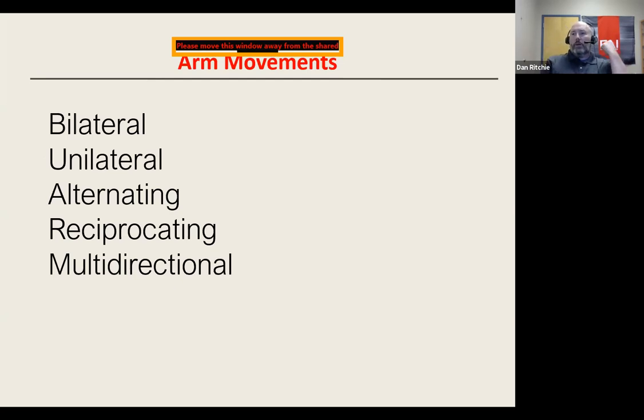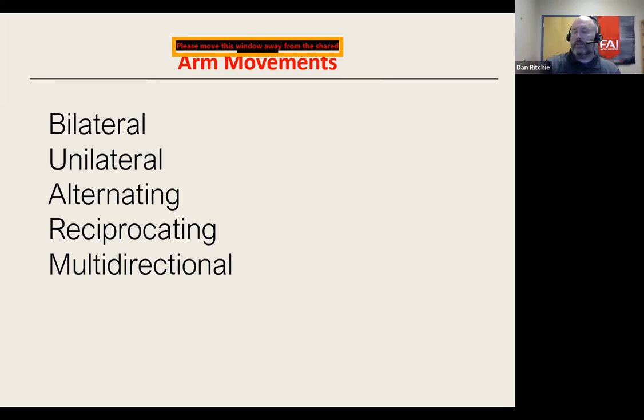Reciprocating is when we're going back and forth, right? So both arms are moving, but they're moving opposing to one another. So if I'm doing a chest press exercise, for example, alternating would be right, left, right, left. Reciprocating would be right, left, right, left. They're both moving, right, in a reciprocating motion. A little bit more complex, a little more advanced for most people.